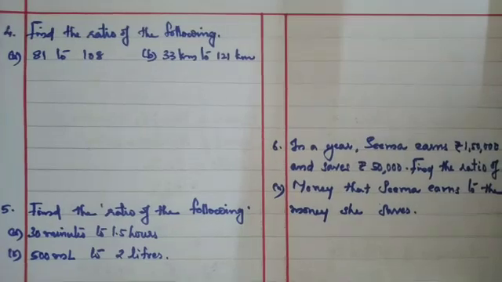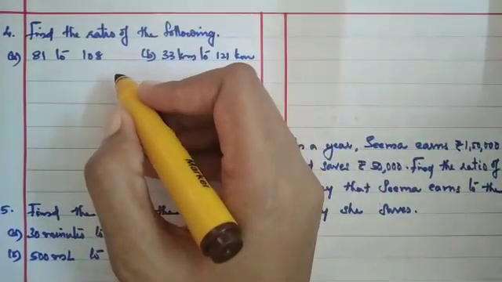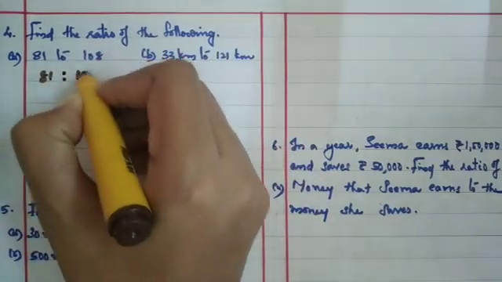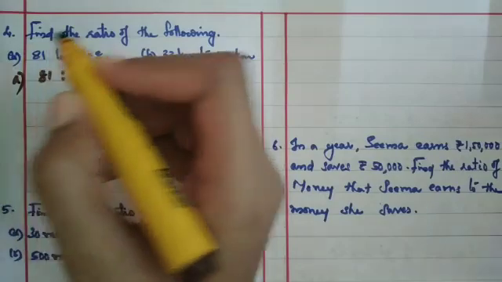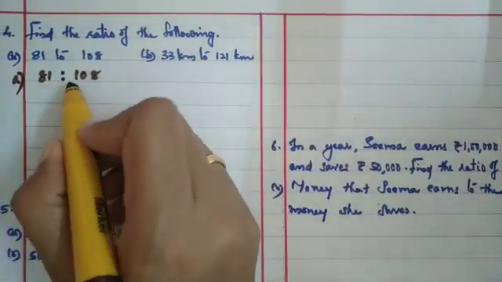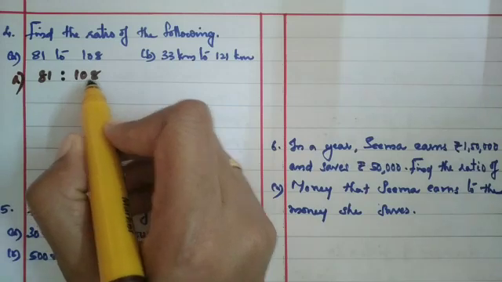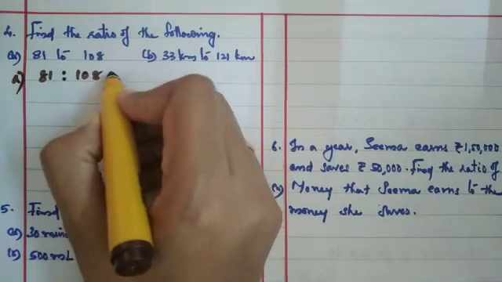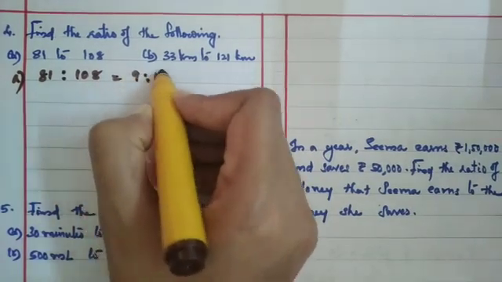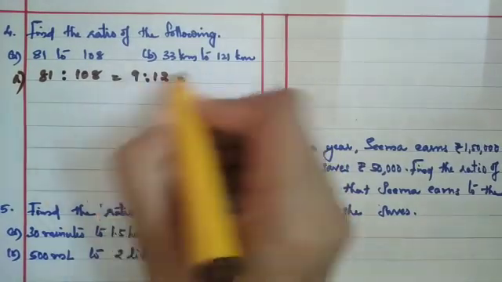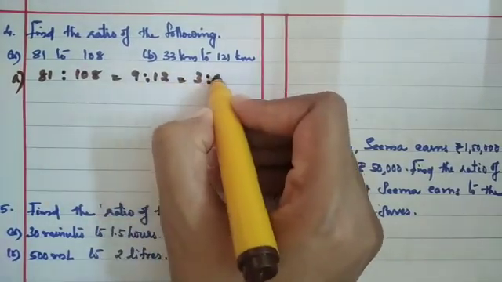Okay. Fourth question, find the ratio of the following. First one, 81 to 108. 81 is to 108. First A question. Is there any common factor? Yes, 9 9s are 81, 9 12s are 108. Common factor 9. Have to change it into 9 is to 12. Again 3 is the common factor. 3 3s are 9, 4 3s are 12.